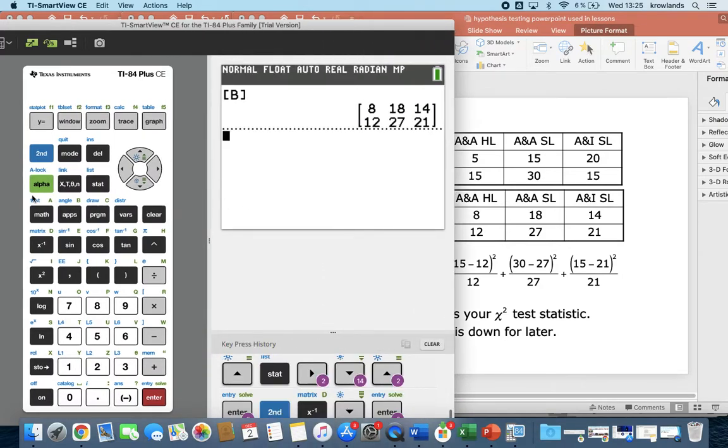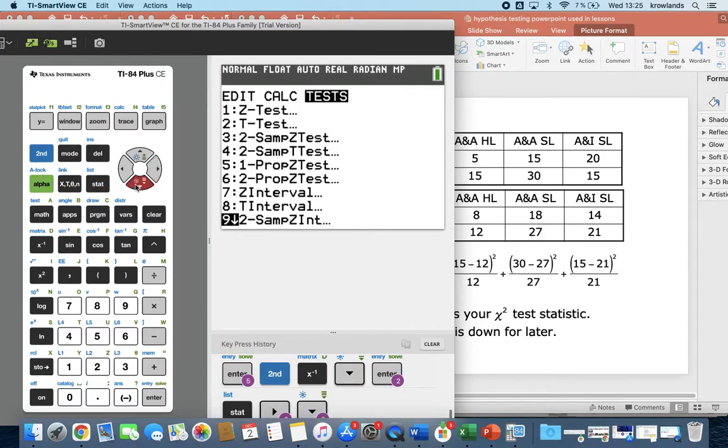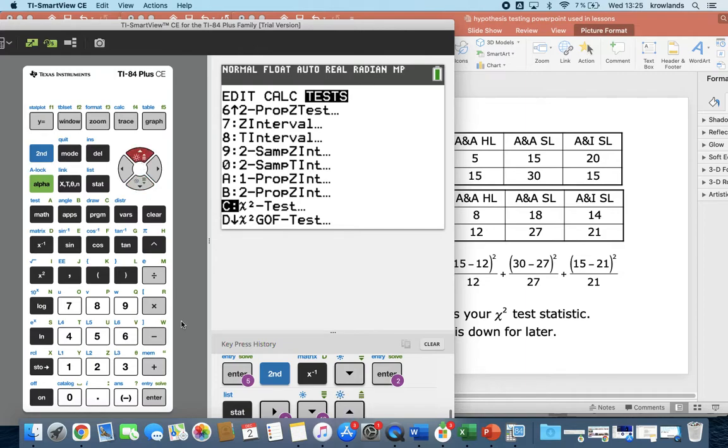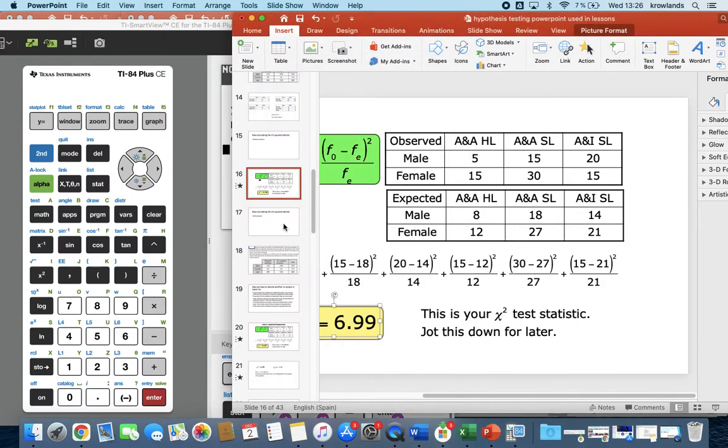Now we're going to calculate the chi-squared. You may have seen I've already done this. So if we go back to the start menu, go across to tests, go down to chi-squared test, which is C, press enter. There we go. Our answer is 6.994047619. And in the exam, they might ask you the degrees of freedom. We've talked about how to do that without the calculator. And we've also got the letter P. Now, we're going to visit that next lesson, because for some of you that will be a little bit complicated.